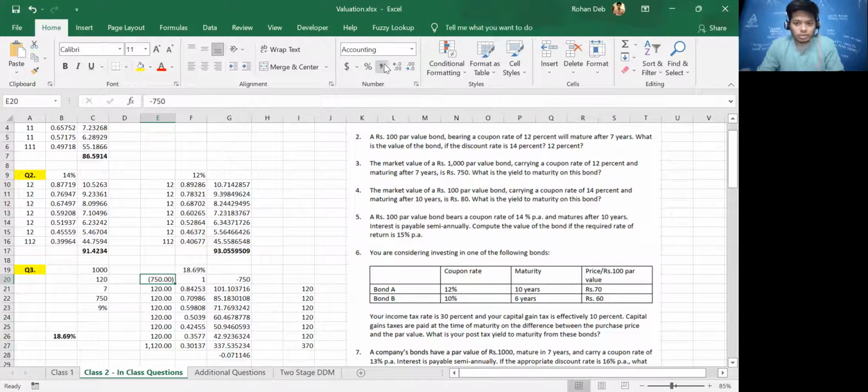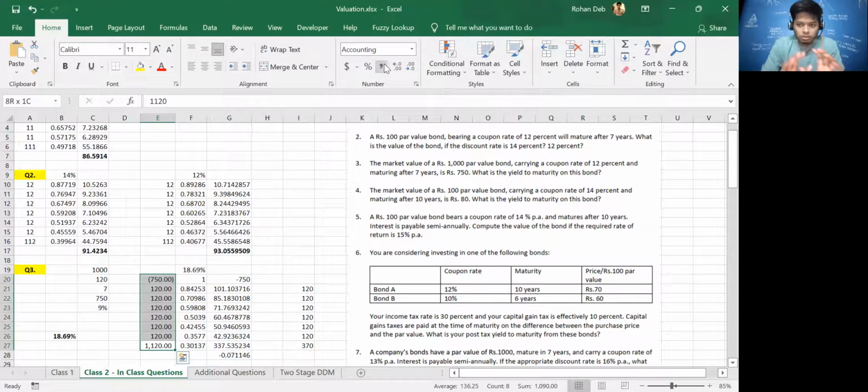So in year 0, you'll pay money to acquire that bond. 750 is the price of the bond, so you pay 750. Then every year you get 12% on that bond. 12% of 1000 is 120. And so on. In the last year, you get 1000 extra. So 1000 plus 120, that's your entire cash flow.